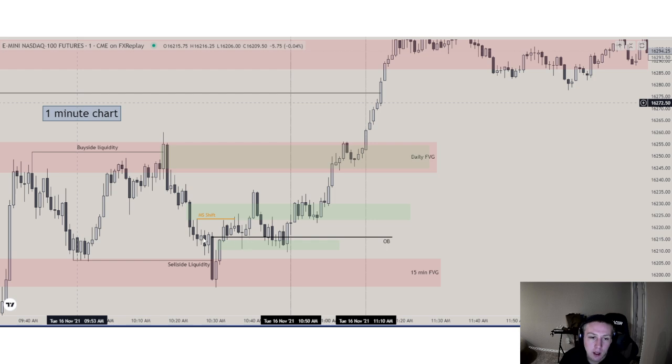Market structure shift, change in state of delivery right here. We come back down, we retrace here, right at a certain time of day. Notice when this expansion happens within the market. 1050 macro, boom, perfect delivery here.